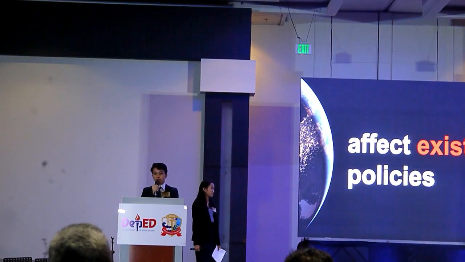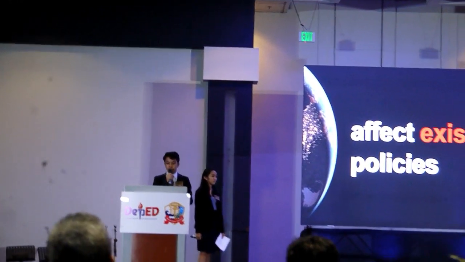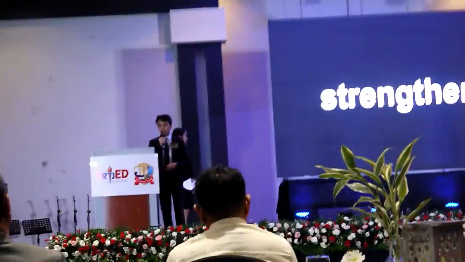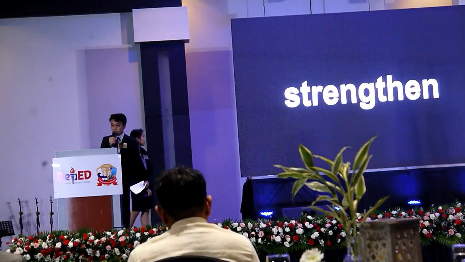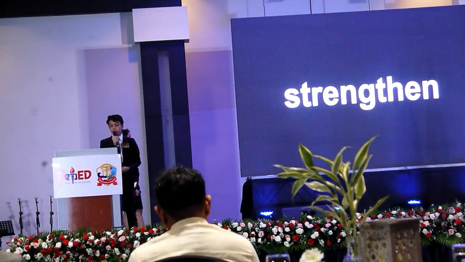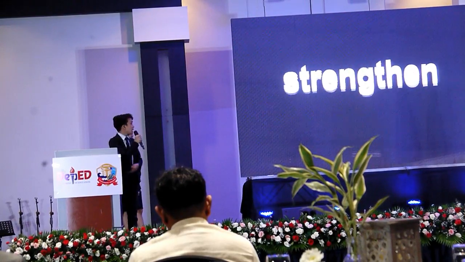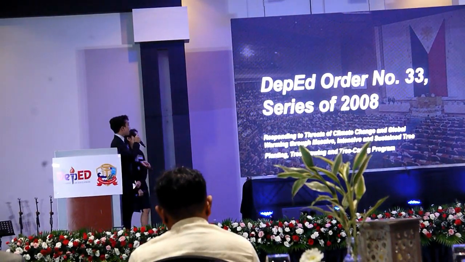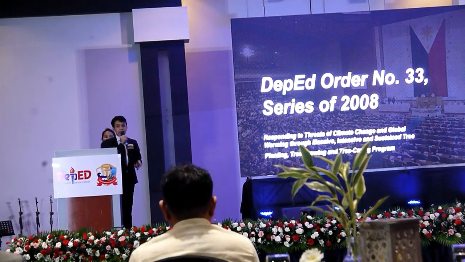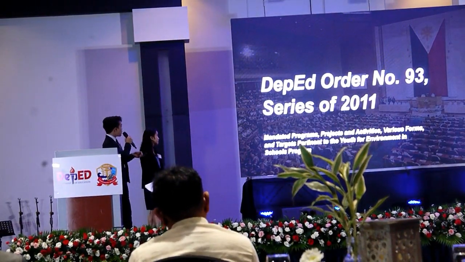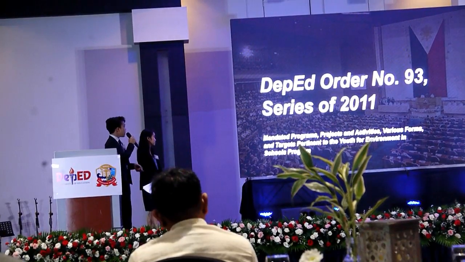Now, our proposed policy will affect existing policies regarding the activities in mitigating climate change, more specifically in offsetting the carbon footprint in high schools. This policy will help strengthen the existing policies that are important in formulating and creating activities to help offset the carbon footprint, such as DepEd Order Number 33 series of 2008. It responds to the threat of climate change and global warming through massive, intensive, and sustained tree planting, tree growing, and tree care program.